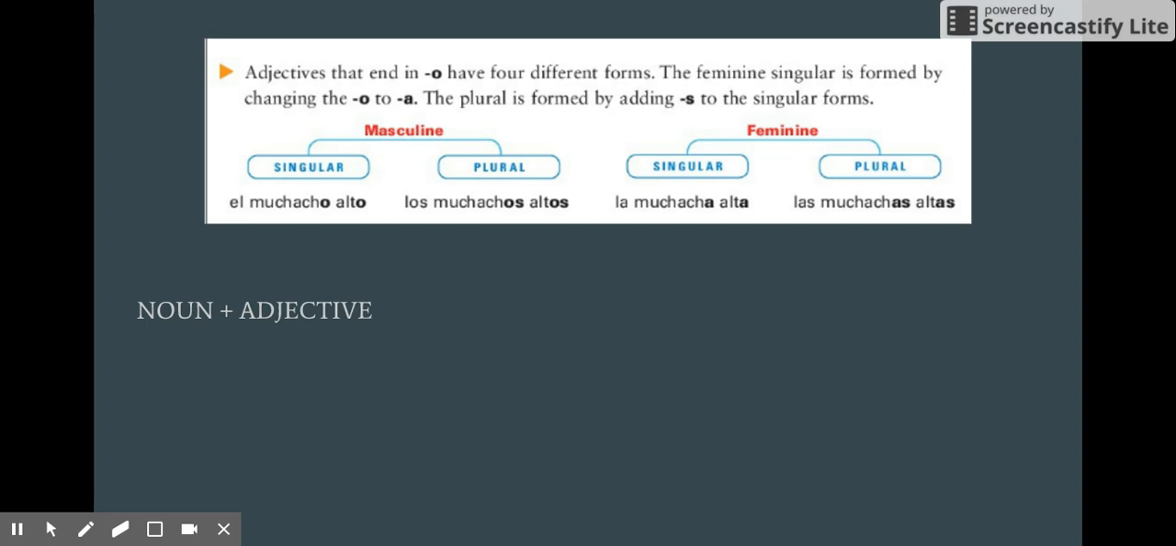So if you have an adjective that ends in an O, it can have 4 different forms, as this chart says. The feminine ends in A, the masculine ends in O, and then to make them plural, you just add an S to that. So in the case here, in the singular, el muchacho is the noun, the boy, and alto is the adjective. So you can see the muchacho is singular and masculine, so the adjective will also be singular and masculine. If it's masculine and plural, all you do is add an S and an S to both of them. Same with muchacho.